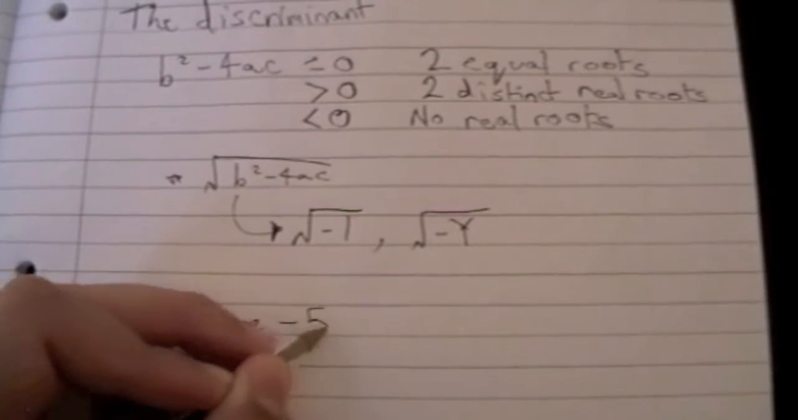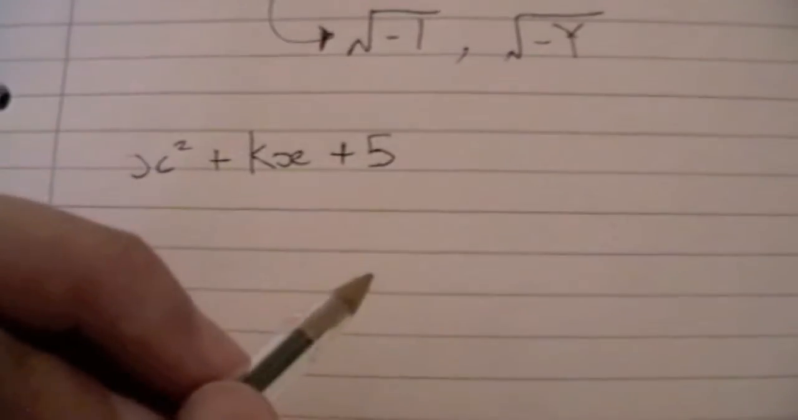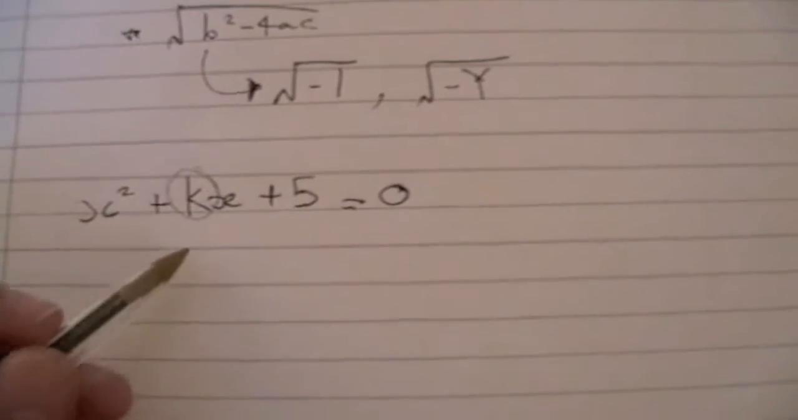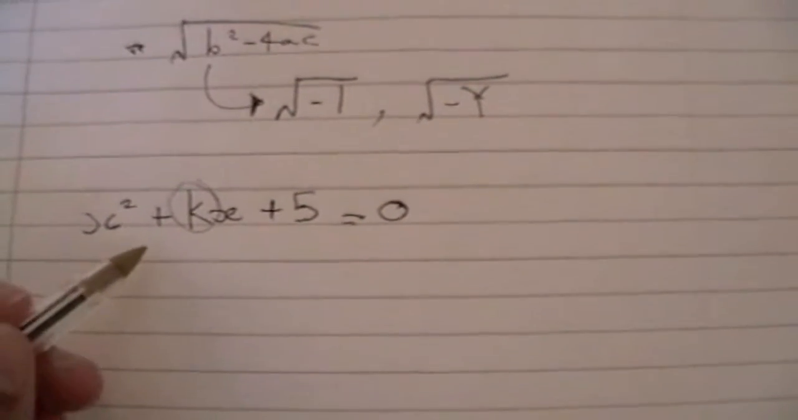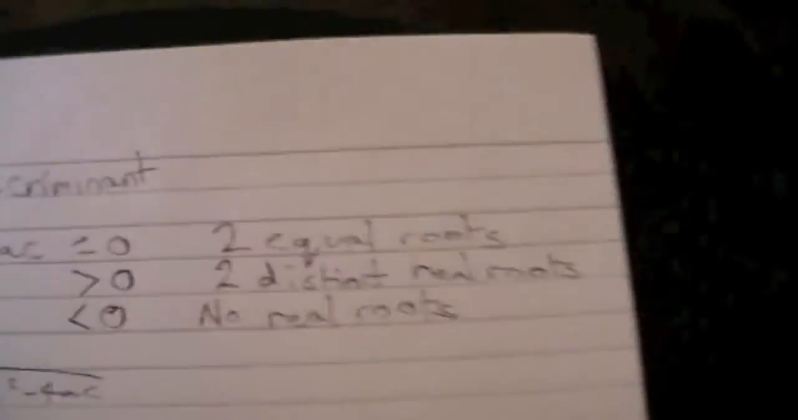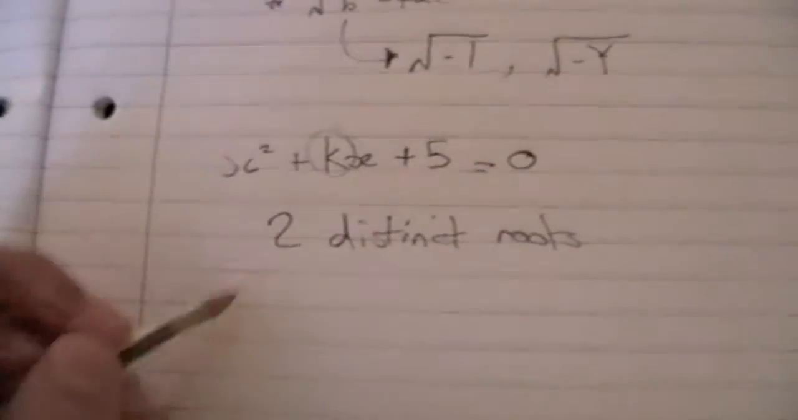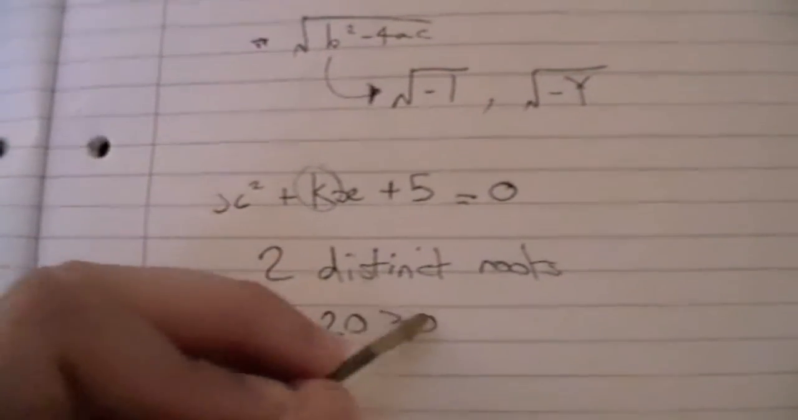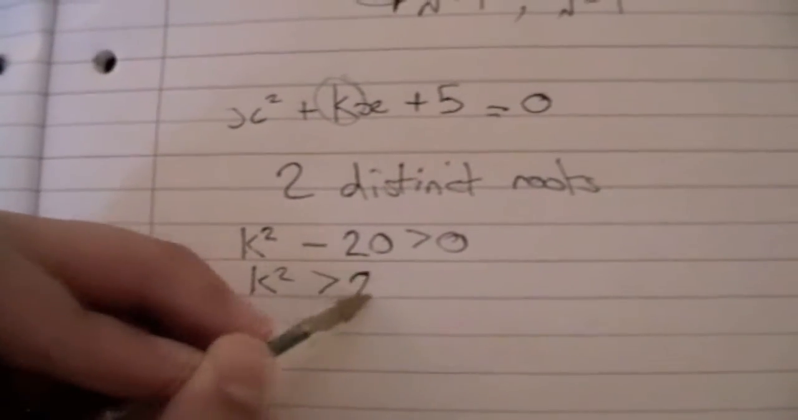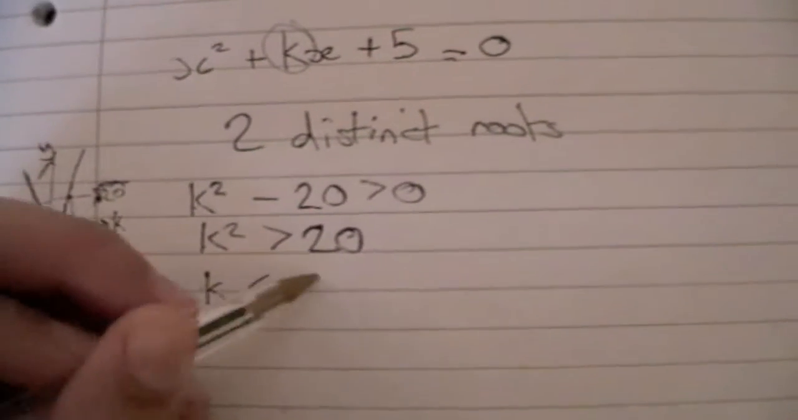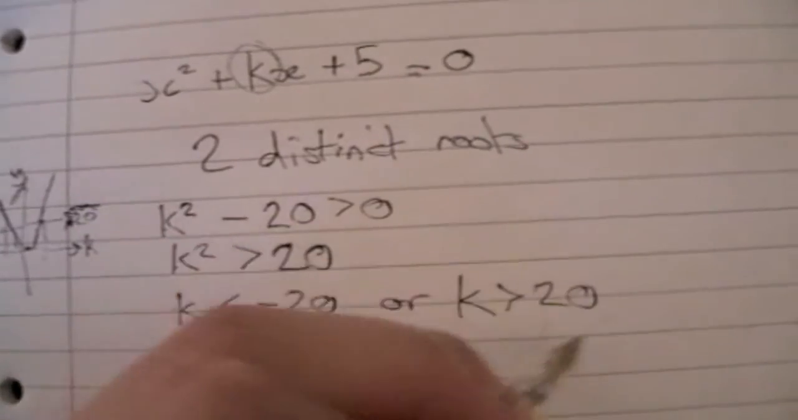How it's likely to be used: you're given a question saying x squared plus kx plus 5 equals 0. This has two distinct roots. Find the possible values of k. You say, okay, two distinct roots, so the discriminant is greater than 0. So k squared minus 4ac, which is 20, is greater than 0. K squared is greater than 20, so k is less than minus root 20 or greater than plus root 20. Sorry, I forgot to add the root signs on there.